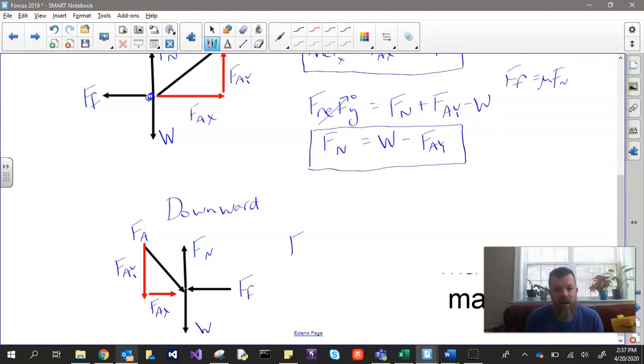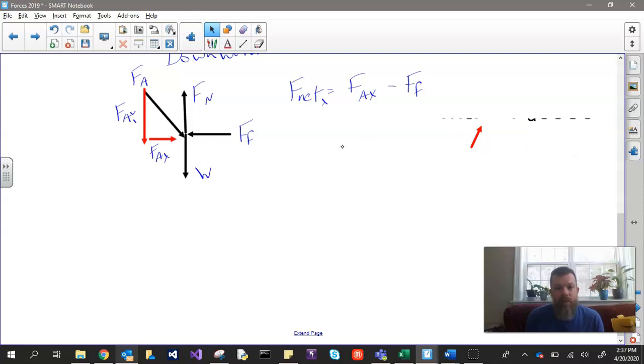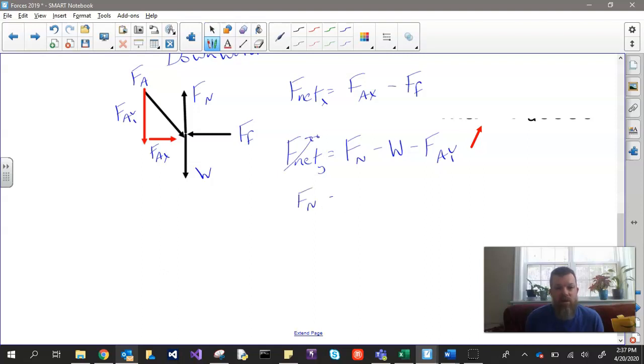If I do Fnet in the x direction, it's all the forces pointing to the right, so still Fax. All the forces pointing to the left, still Ff. Still the exact same equation. The difference is when I do Fnet in the y direction, so all the forces that are upward, Fn, and all the forces that are downward, minus weight minus Fay. Since this is 0, the normal force is equal to weight plus Fay.